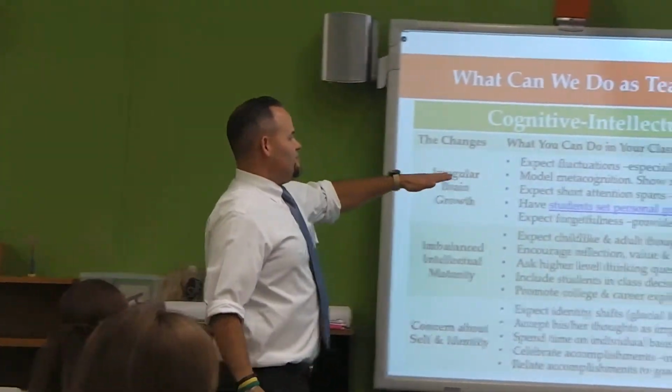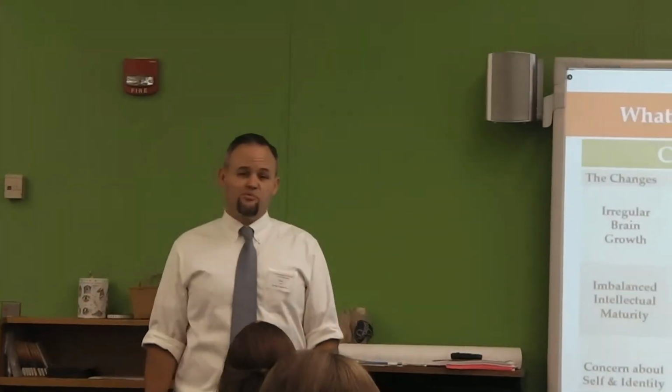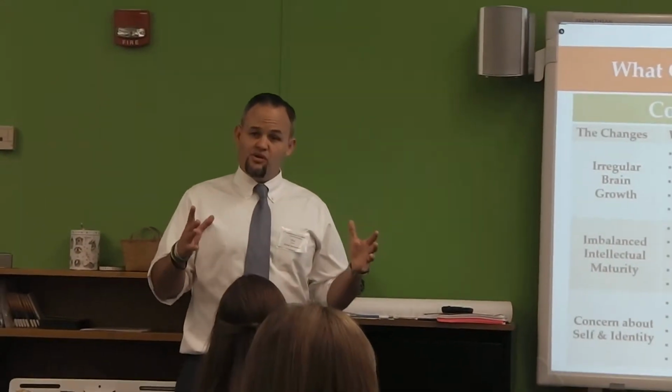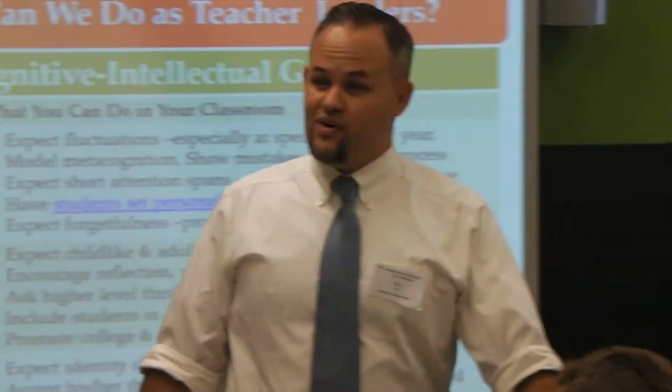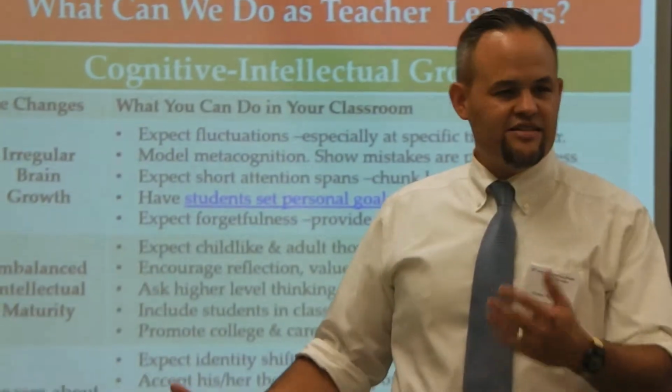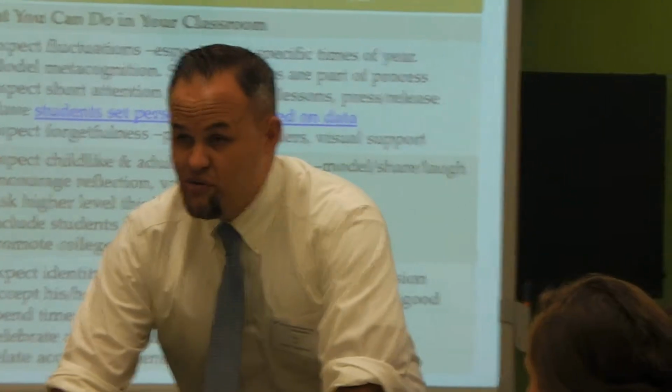So, model metacognition. Show that mistakes are part of the process. Whenever I taught the writing process to my kids, when we did a pre-write, I had an overhead transparency. And I would bring in my overhead transparency of my pre-write. It was only halfway done. And I'd say, guys, listen, I was trying to do this homework last night, and I was really struggling with my pre-write. Can you help me out?